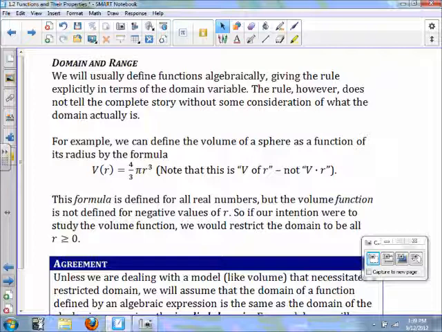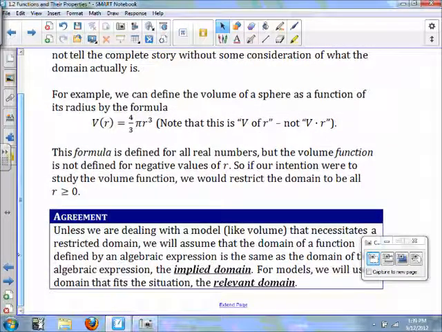For example, we can define the volume of a sphere as a function of its radius by the formula V of r, so the volume of the radius, that would equal 4/3 times pi r cubed. This formula is defined for all real numbers, but the volume function is not defined for negative values of r. So if our intention were to study the volume function, we'd have to restrict the domain to be greater than or equal to 0. So we'd have to have the radius greater than or equal to 0.